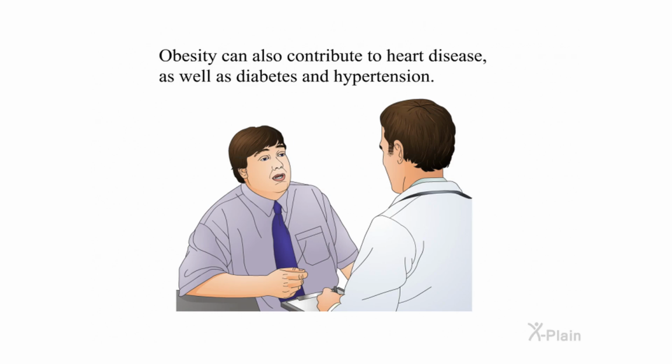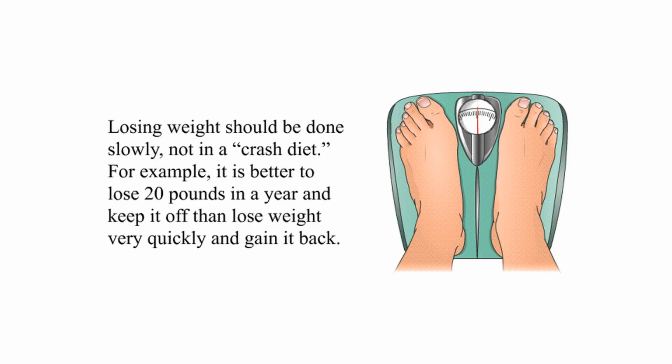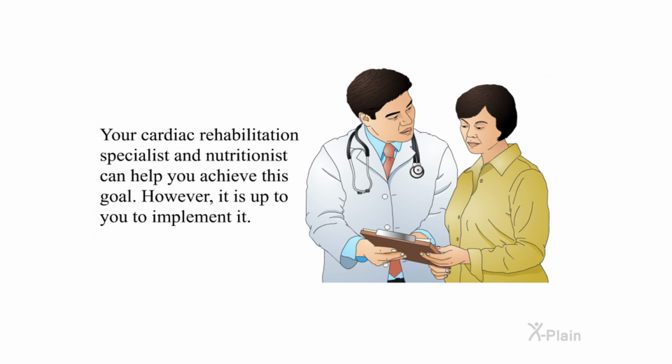Obesity. Obesity can also contribute to heart disease, as well as diabetes and hypertension. A well-balanced diet and exercise can help you lose unwanted pounds. Losing weight should be done slowly, not in a crash diet. For example, it is better to lose 20 pounds in a year and keep it off than lose weight very quickly and gain it back. Your cardiac rehabilitation specialist and nutritionist can help you achieve this goal. However, it is up to you to implement it.